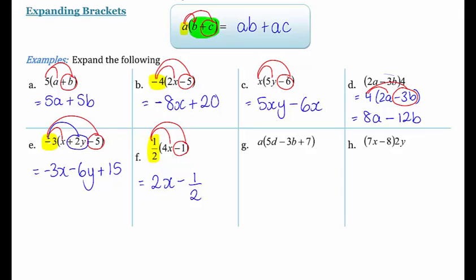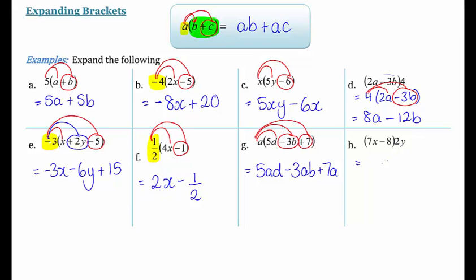Next one, we have a times 5d, so that's just 5ad. Then a times negative 3b. Positive times a negative is a negative. We have the number, and then ab. And last, a times positive 7 is positive 7a.